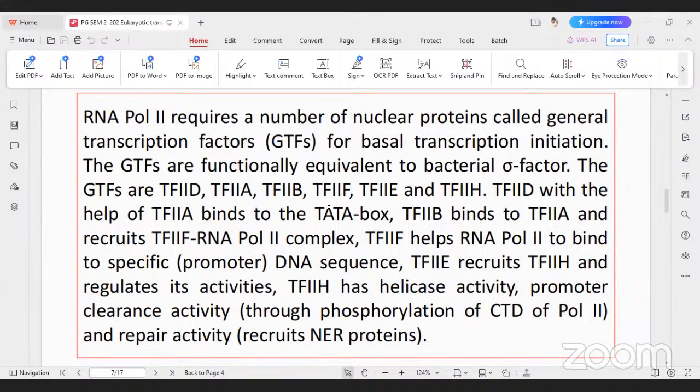Apart from RNA polymerase 2, transcription requires other nuclear proteins. These are called general transcription factors, such as transcription factor 2D, A, B, F, E, H. These are the major transcription factors. I will explain one by one later the functions of D, A, B, F and E.